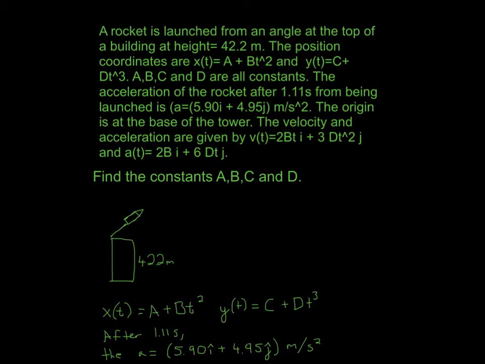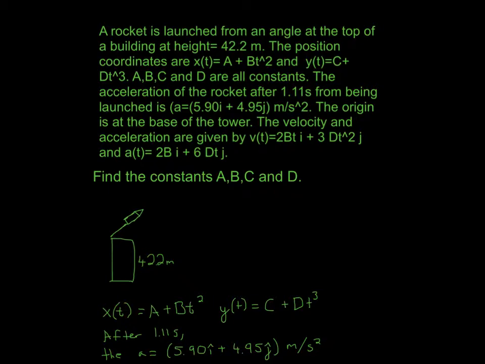In physics, it's always a good idea to draw a picture so you can wrap your head around it. It says a rocket is launched at an angle from the top of a building at height 42.2 meters. Okay, the unit's meters, we got that. We have a little building, a little rocket. The rocket's not pointed straight up because it says there's an angle.